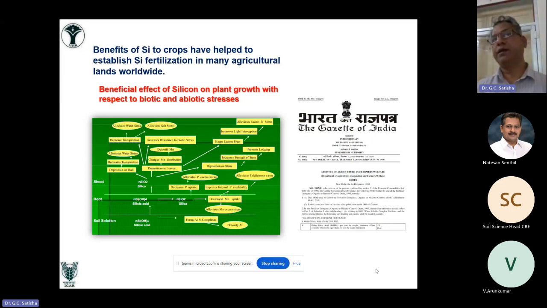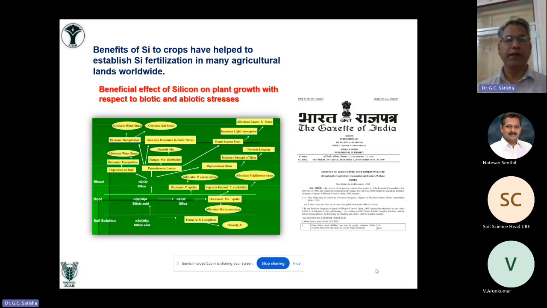I think it is used extensively in Japan and China for several crops. Silica accumulating crops like rice and sugarcane are dominant and mainly utilized. The residues of these silica accumulating crops can also be used as a source of silica for other crop nutrition. One product has already been developed in UAS Bangalore as a source of silica using rice husk.